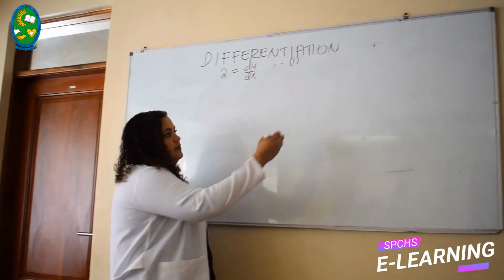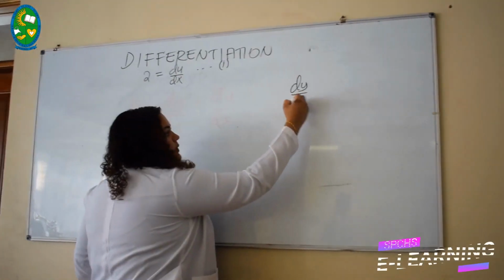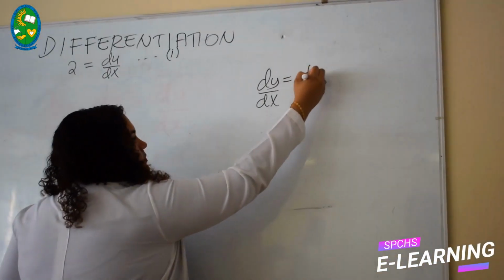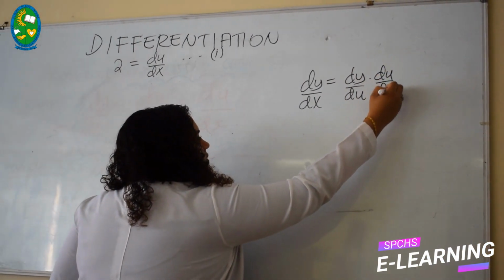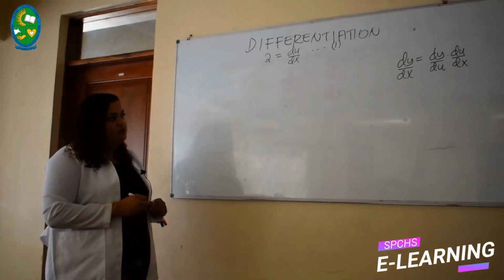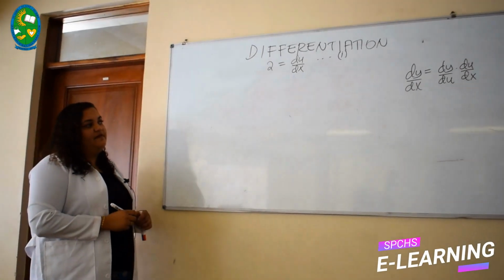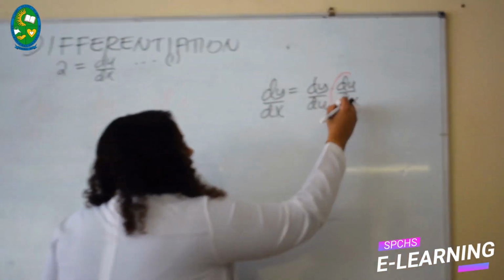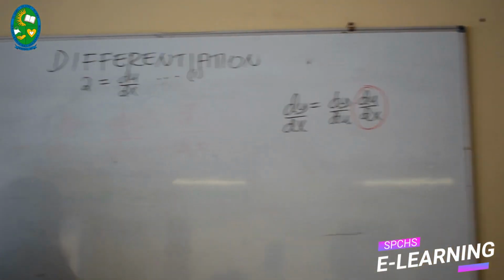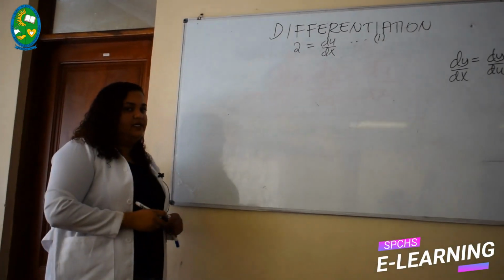But remember, from the chain rule, dy dx equals to dy du times du dx. What can you observe from that chain rule? We have the first part of the chain rule, which is actually du dx. Now how do we find dy du?